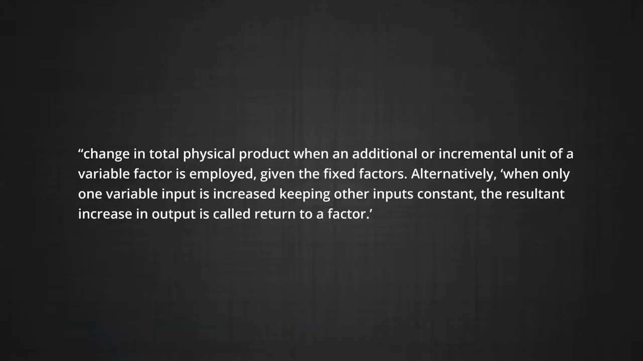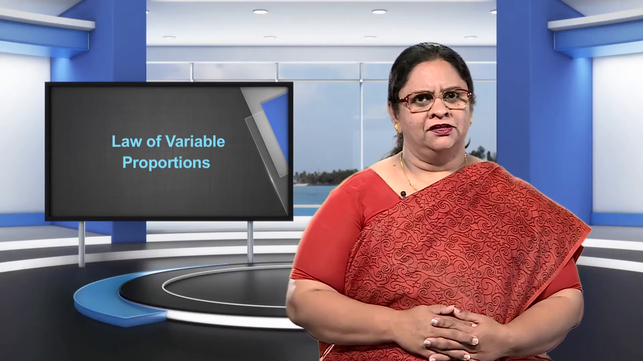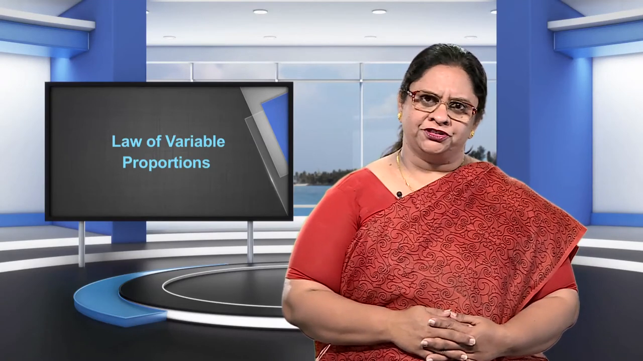This means change in total physical product when an additional or incremental unit of a variable factor is employed, given all the fixed factors. Alternatively, when only one variable input is increased, keeping other inputs constant, the resultant increase in output is called a return to a factor. As the amount of the variable factor is increased, returns to factor change according to the law of variable returns to factor, which is also called the law of variable proportions.